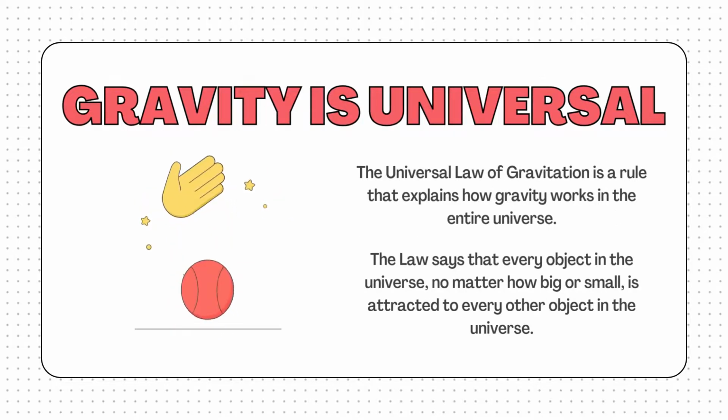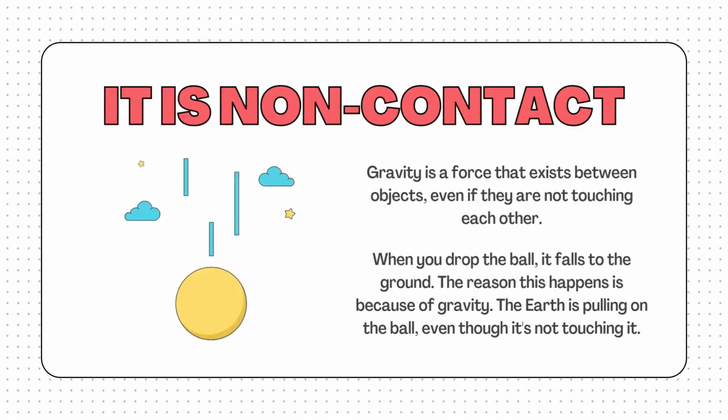The universal law of gravitation is a rule that explains how gravity works in the entire universe. The law says that every object in the universe, no matter how big or small, is attracted to every other object in the universe. It is non-contact.